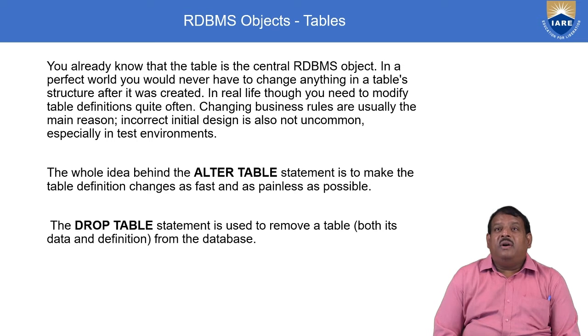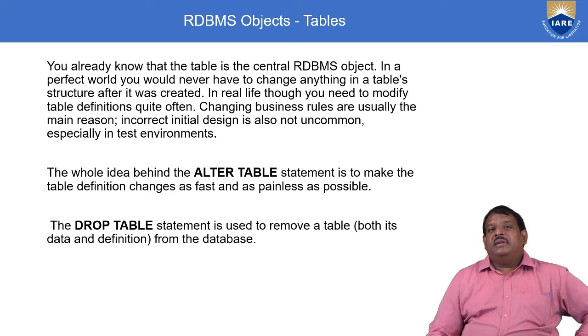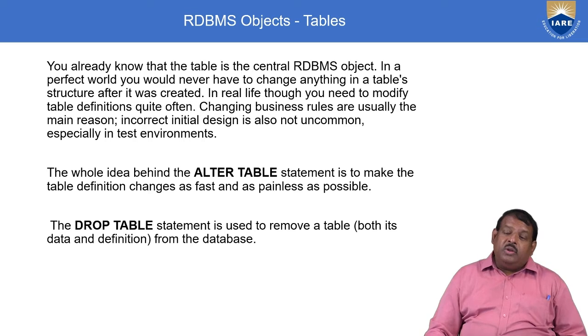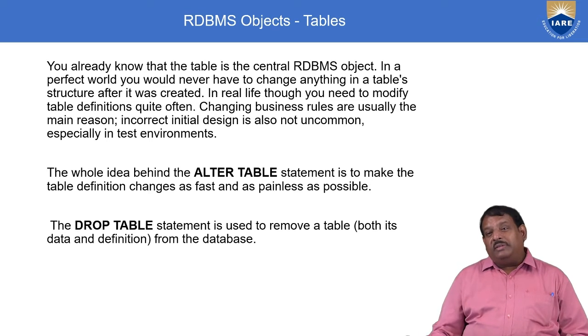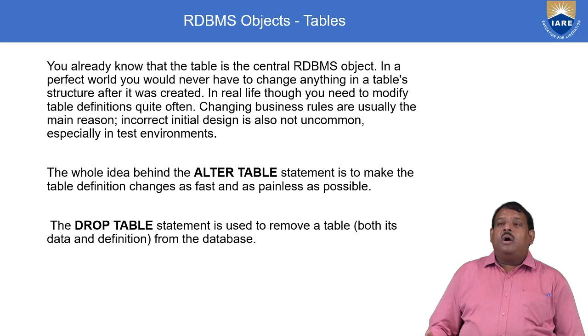That design change is done with the alter table statement. The alter table statement is used to make changes to an existing table, so that you can add some more. You can modify your existing column. You can add a new column, or you can also drop a column. So these are all possible actions which can be taken by the alter statement.